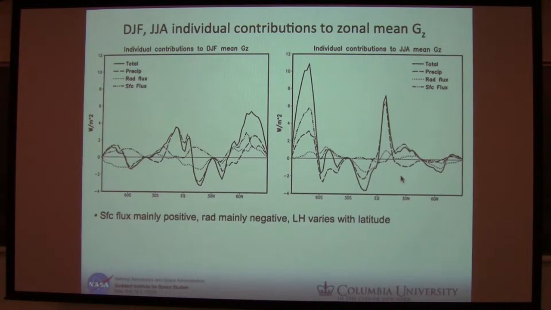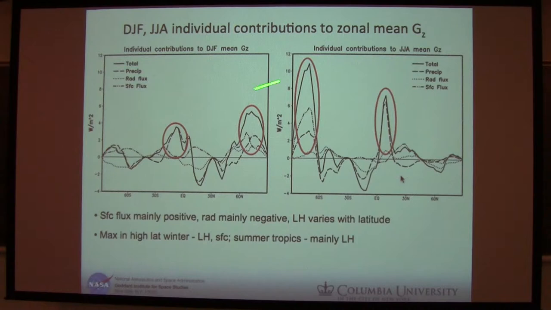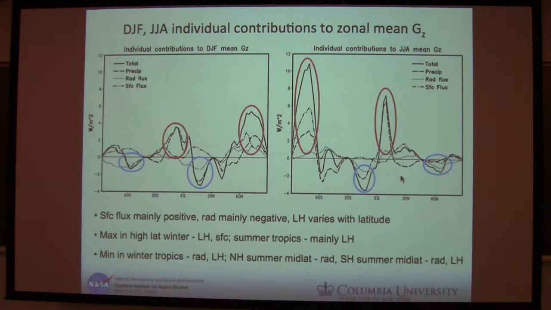Maxima in GZ are attained in the high latitude winter, particularly in the southern hemisphere. All three terms are active together, but the most important term is the surface fluxes, and next is the latent heating. Maxima are also attained in the summer tropics, mainly due to latent heating. Minima in GZ are attained in the winter tropics due to both radiative heating and latent heating, and in the summer mid latitudes, primarily due to radiative heating in the northern hemisphere, and both radiative heating and latent heating in the southern hemisphere.